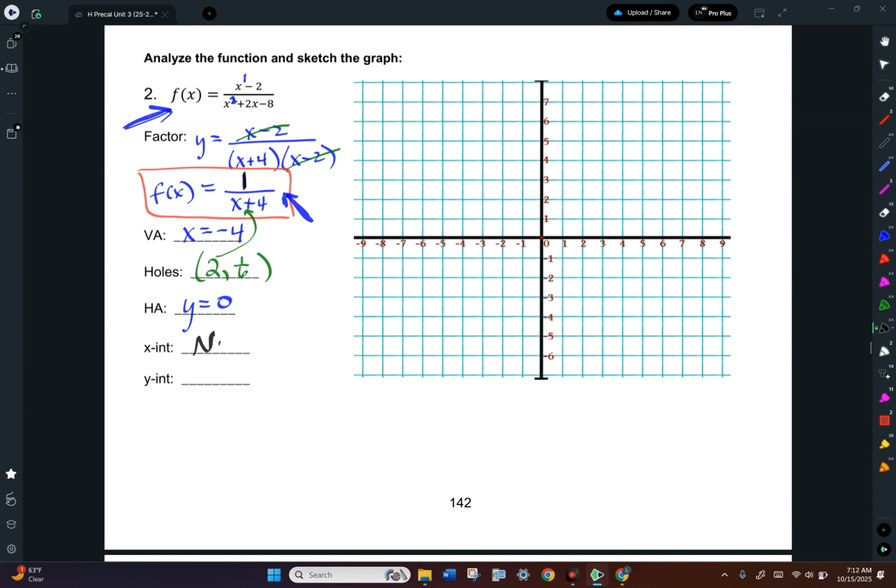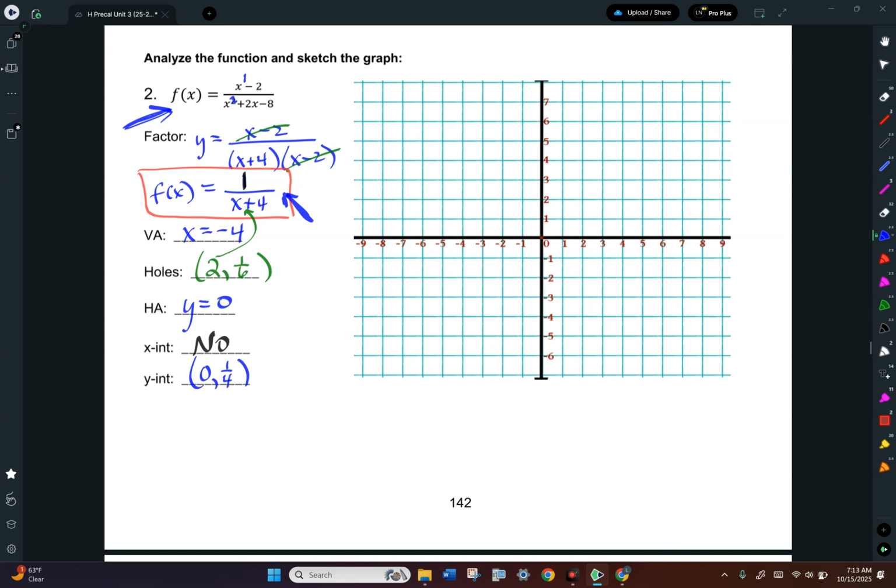That means there are no x-intercepts, which you might think, oh, what's the point? Well, that's super helpful. I know this graph is not going to cross the x-axis, okay? And then for the y-intercept, remember that means x is 0. If I plug 0 in for x into the simplified version of the equation, I'm going to get 1/4. Okay, so let's put everything on.